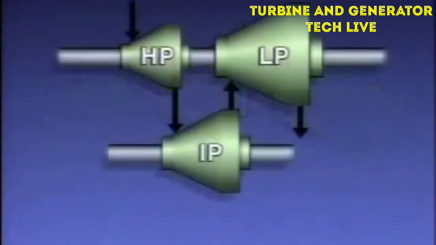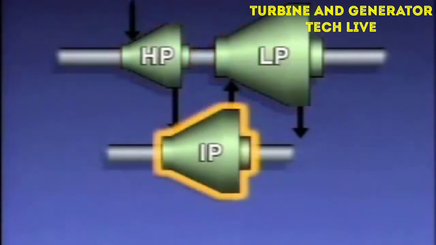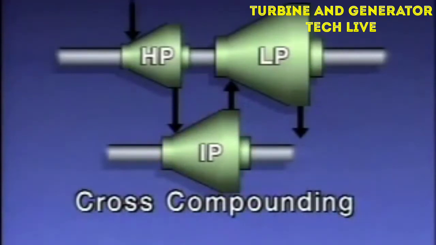In another turbine design, the sections are connected to different shafts. In this example, the HP and LP sections are on one shaft, and the IP section is on another shaft. This arrangement is called cross-compounding.